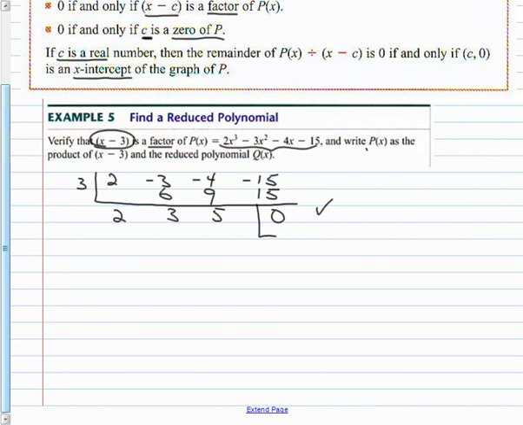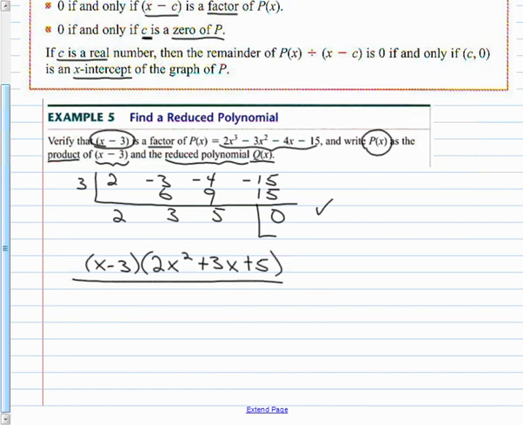And write the polynomial as the product of x minus 3 and the quotient. It's called a reduced polynomial. It's reduced because it's 1 degree down. That's why we call it a reduced polynomial. So how can I write that original polynomial? Well, that original polynomial equals x minus 3 times what? 2x squared plus 3x plus 5. That would equal the original. Since there's no remainder, I don't need to plus anything.